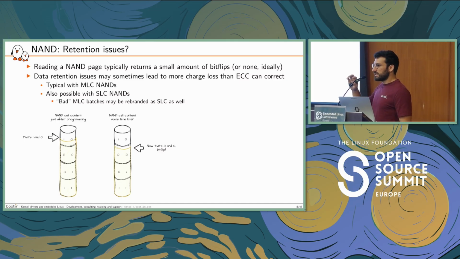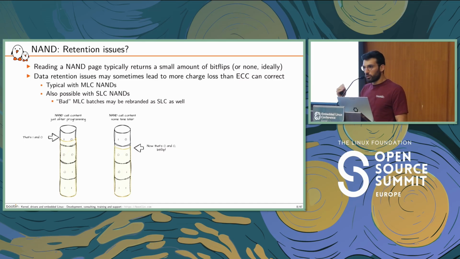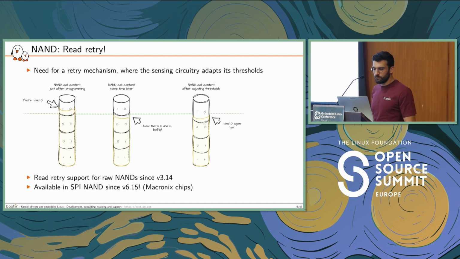The fact that the density has become higher in NANDs led to more retention issues on MLCs, of course, but not only, also on SLCs. And the problem is that the more thresholds you have in your NAND cell, so in your internal circuitry, when you try to guess what is the actual level and derive bit values, you might be too close to a threshold and get a bit flip.